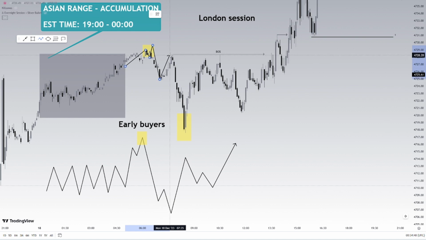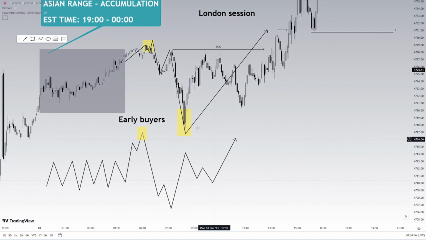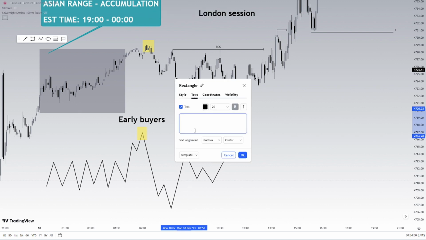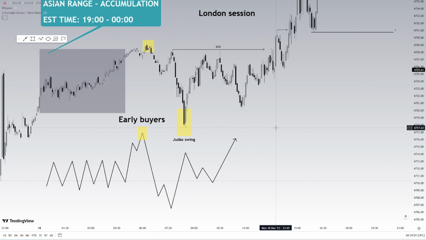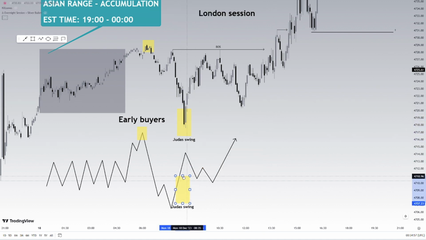But the London session tears down, sweeping the Asian low before breaking structure. So what do we see over here? This is the Judas swing, right? So this here is the Judas swing, or the turtle soup, or simply the low of the day, which is often created in the London session. It can be in the New York session as well, but it's often the London session, right?